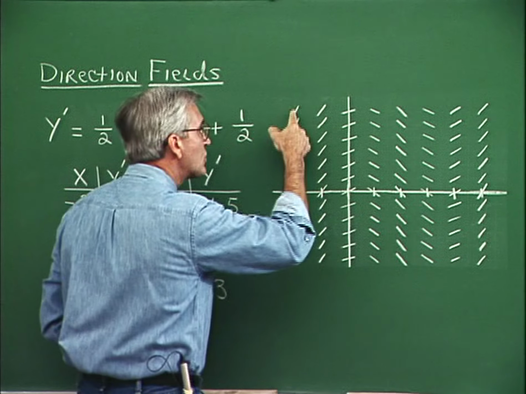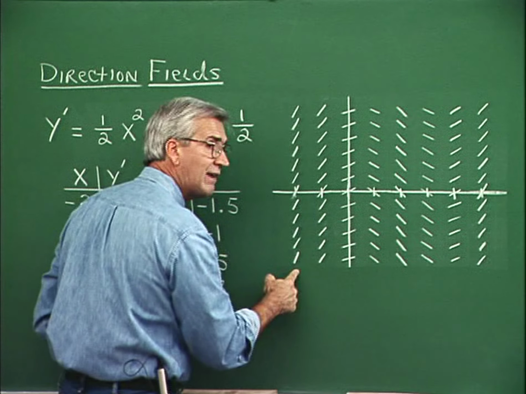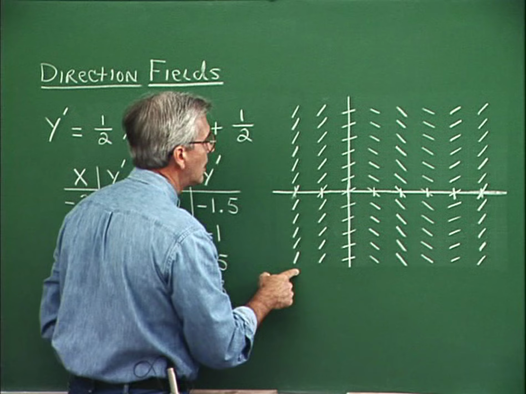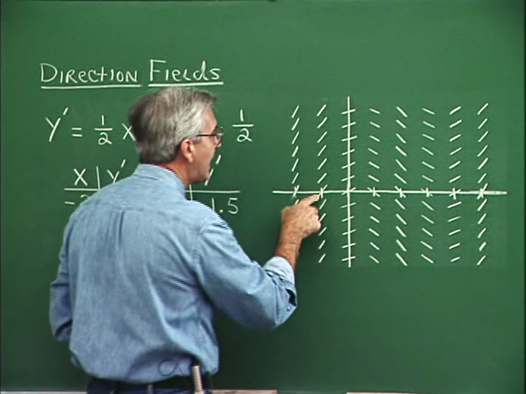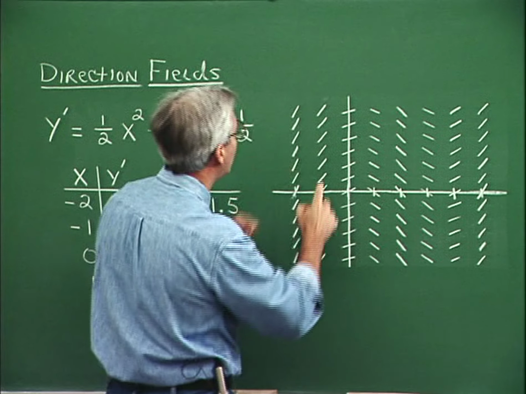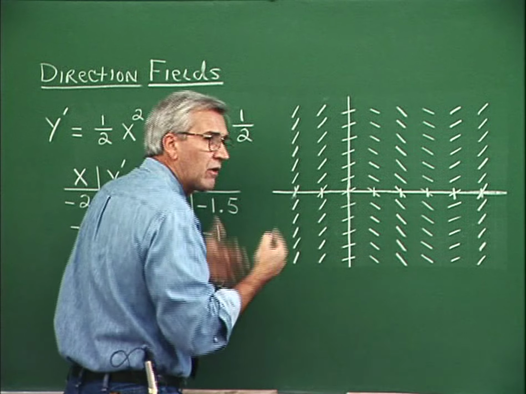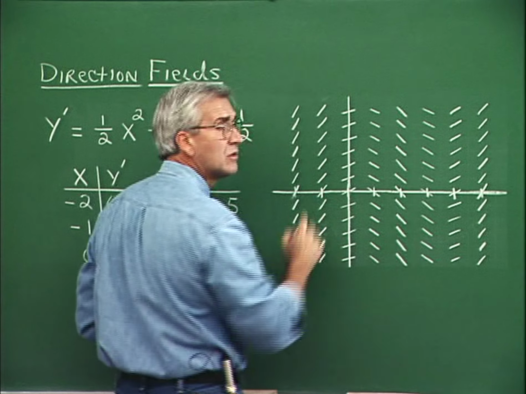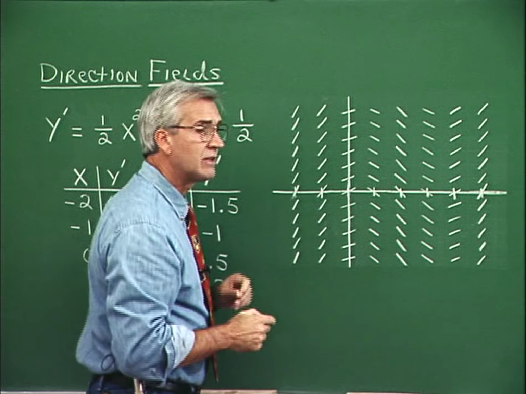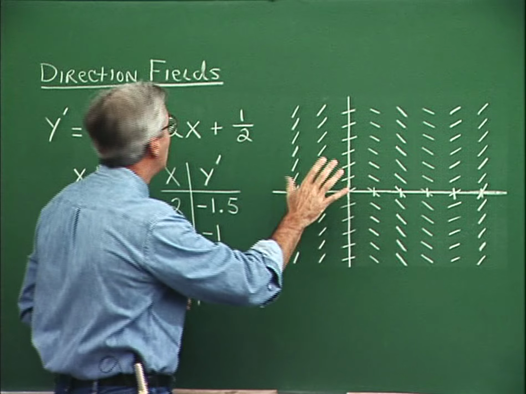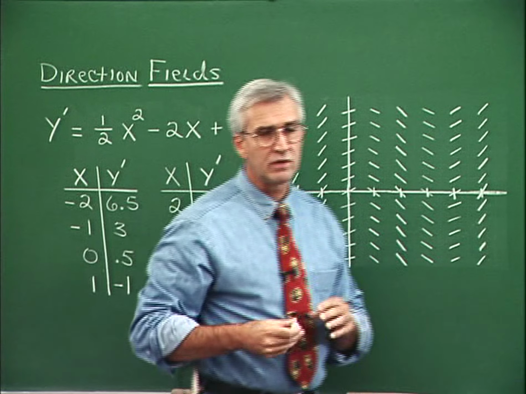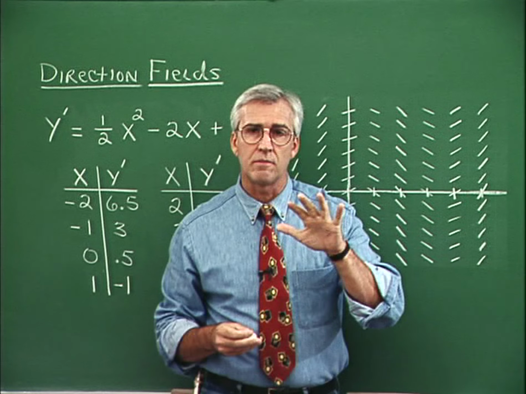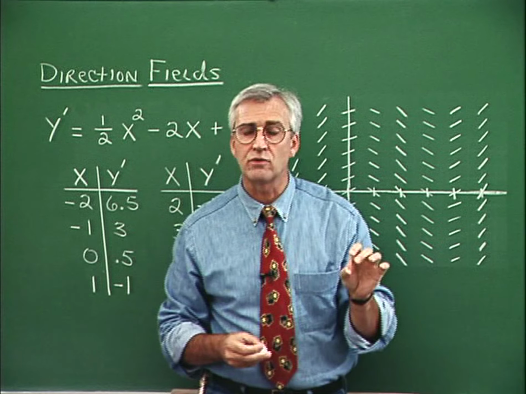So I'm just writing that slope of 6.5 for all of these vertical values you see at -2. And for -1, the slope is 3, so I angled it over a little bit and made slopes that are approximately 3, and then at 0.5, I made those, and so on. And then for all the other points, I did the same thing. Now, the value of a direction field like this is that we now have a pretty good picture of the behavior of the graph of the antiderivative function.